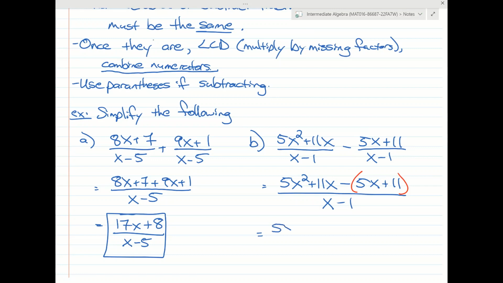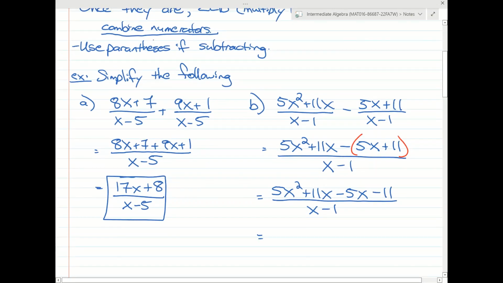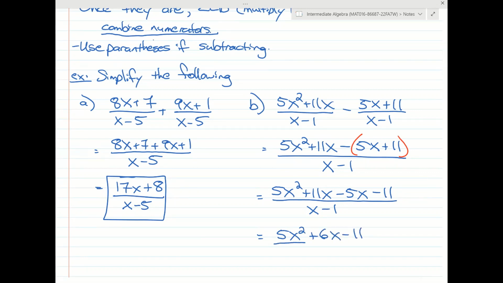And we get 5x squared plus 11x minus 5x minus 11 over x minus 1. This just gives us 5x squared plus 6x minus 11 over x minus 1. That would be the answer. A common mistake for a problem like this is right here. People would forget the parentheses, and obviously that would be the wrong answer.